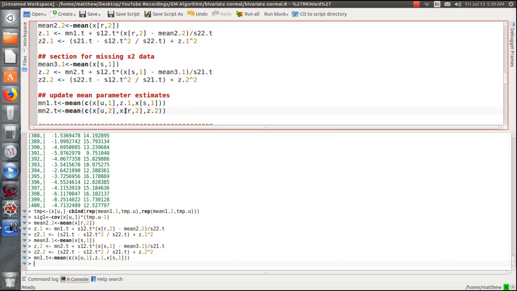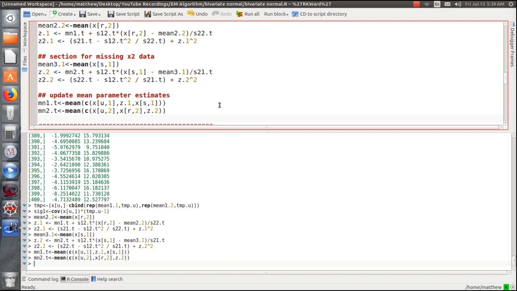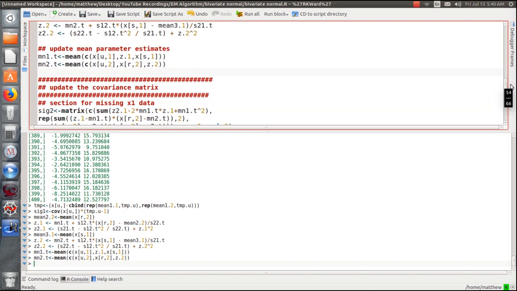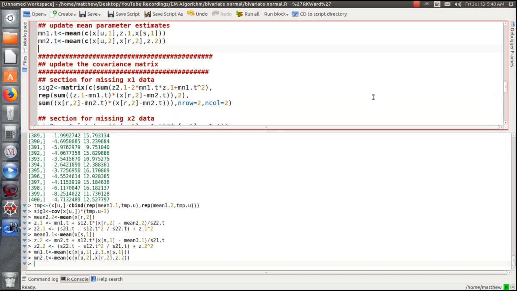And then for component 2, these are observed, and this is missing, so we substitute the expected value of that for our data. And this creates an update to our original guess of 1, 1 that we used before. Now we need to update the covariance matrix.